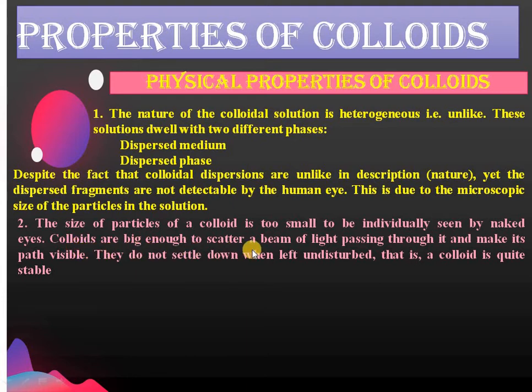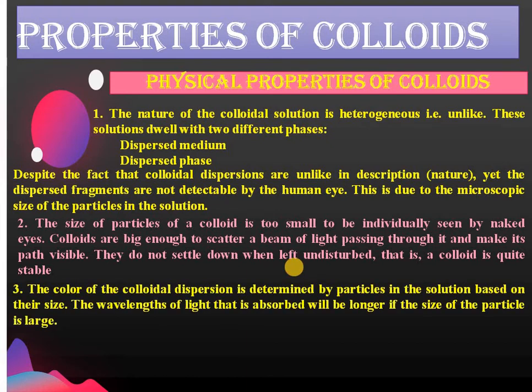So colloids are big enough to scatter a beam of light passing through them and make its path visible. They do not settle down when left undisturbed, and that is why they are quite stable, because they have a charge separation. That means they have similarly charged particles which repel each other, and they get suspended in a medium.